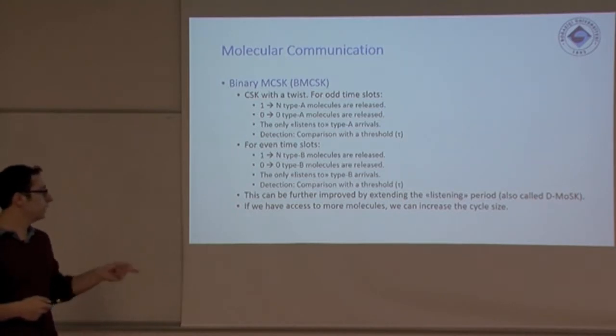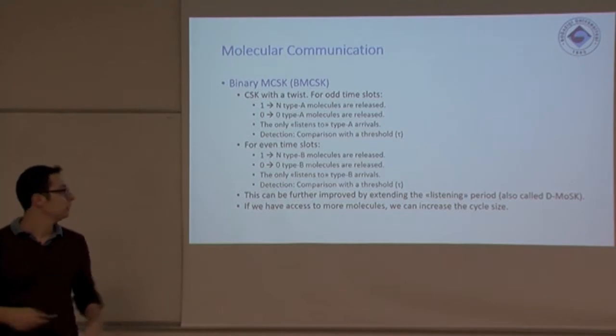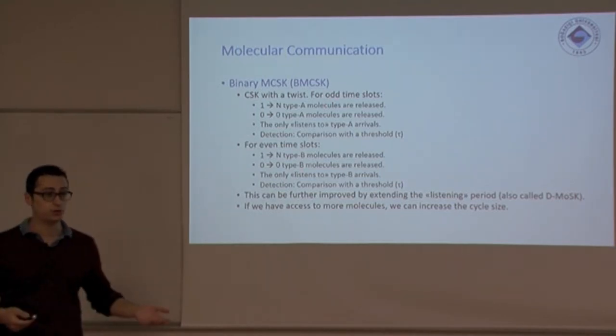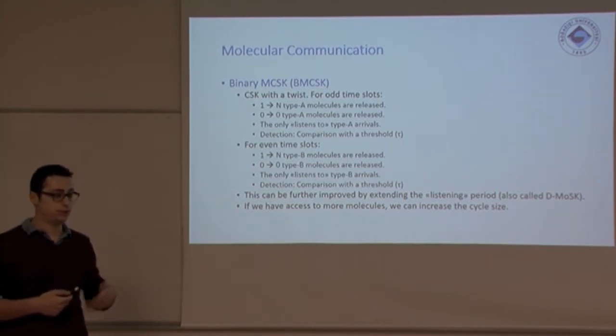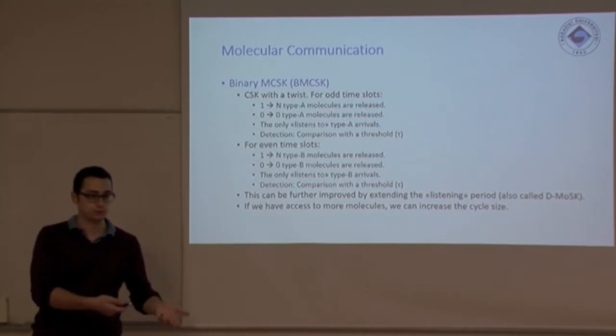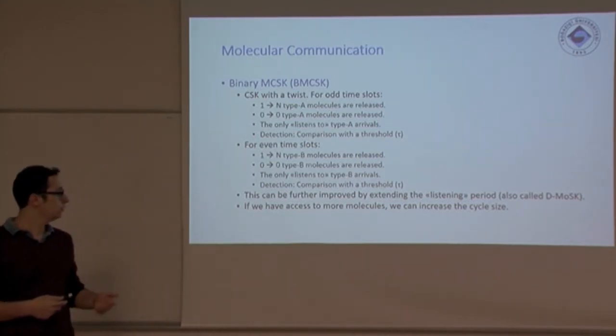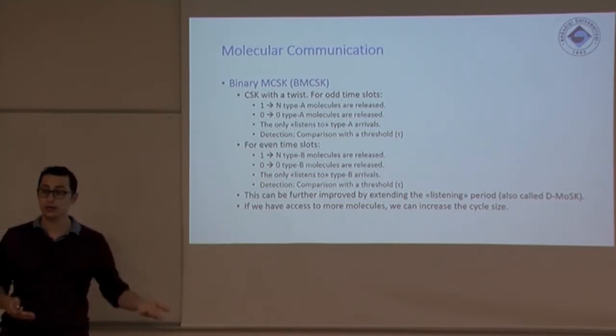Note that if we have access to more molecules, we can increase the cycle size. If we have four molecules, we can do this for 4. If we have 8, we can do this for 8. So if we can synthesize these molecules, or if we have them in our pools of messenger molecules, we can increase the cycle size, reducing the ISI even further.